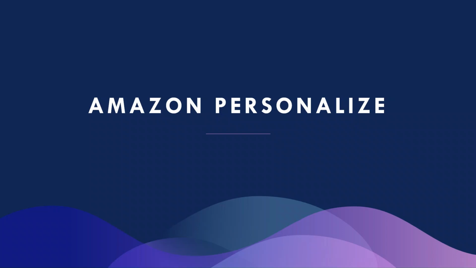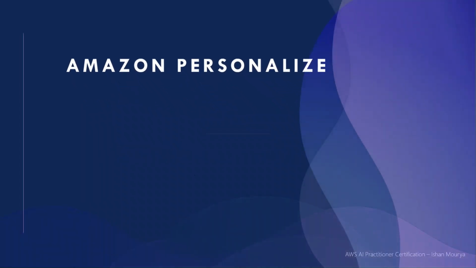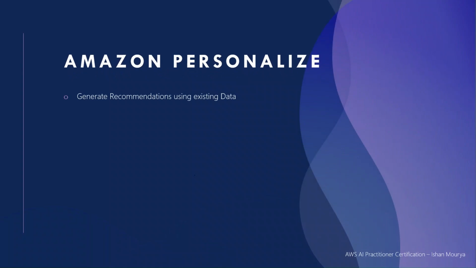So let's talk about Amazon Personalize. It is an AWS service which is used to generate recommendations and personalizations. How it works is you have to provide it with existing data and then it will generate recommendations based on that. So what kind of data we need to provide?